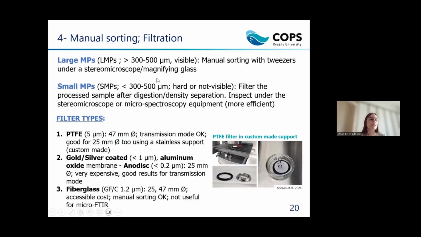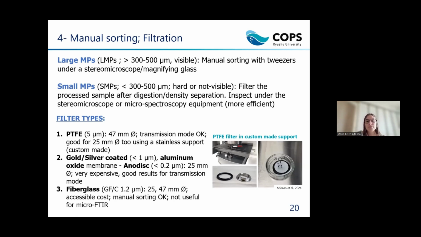So the final step is the manual sorting and filtration before the plastic characterization. Here we need to consider one thing. Most of you, or many of you, might be considering only analyzing large microplastics. Large microplastic is a term to refer to those particles above 300 micrometers or 500 micrometers, which are very easy to see by naked eye, but depends on your visible conditions, of course.